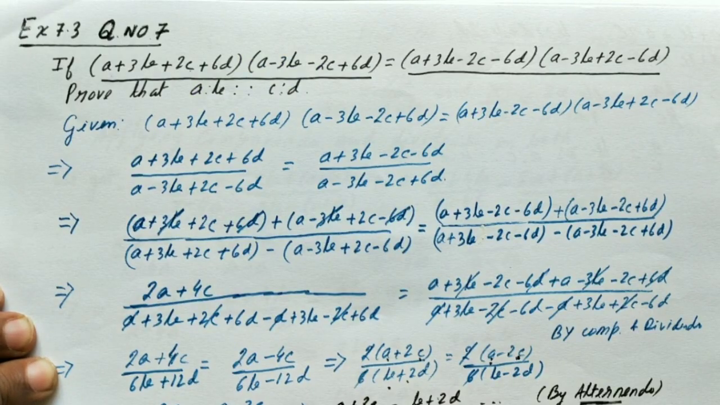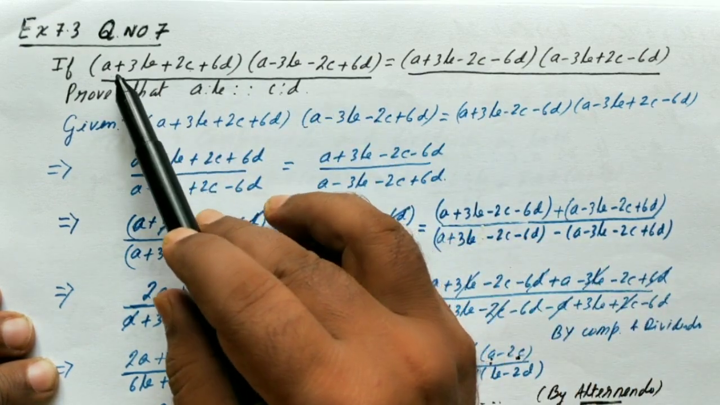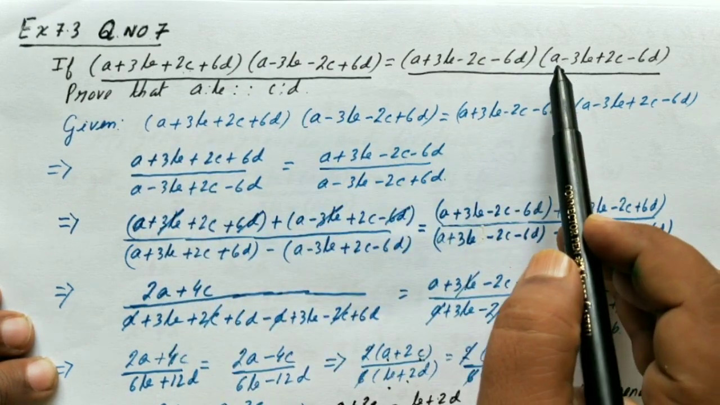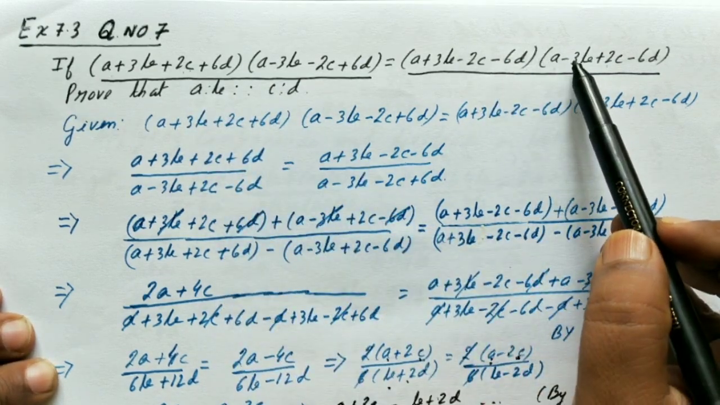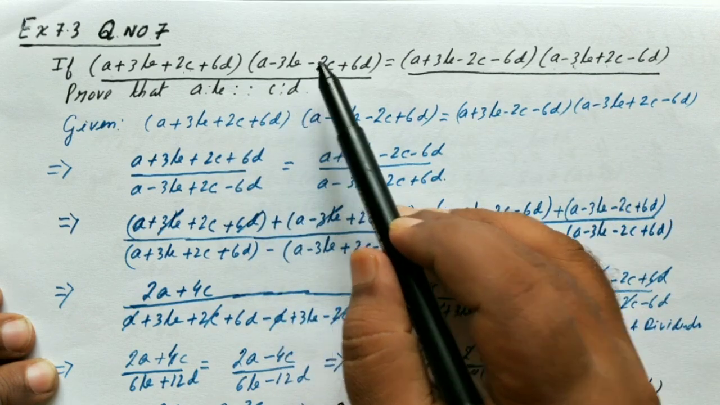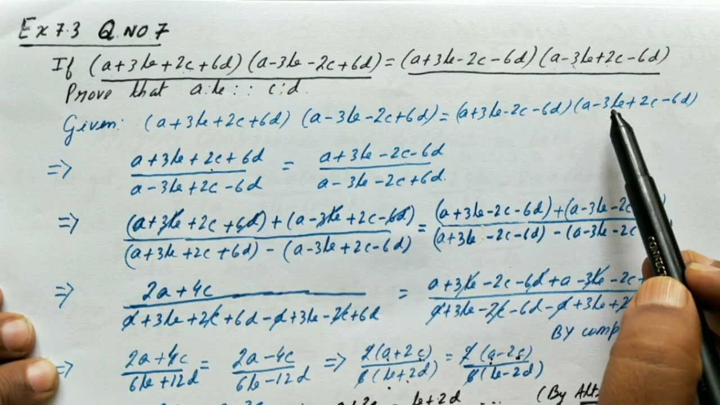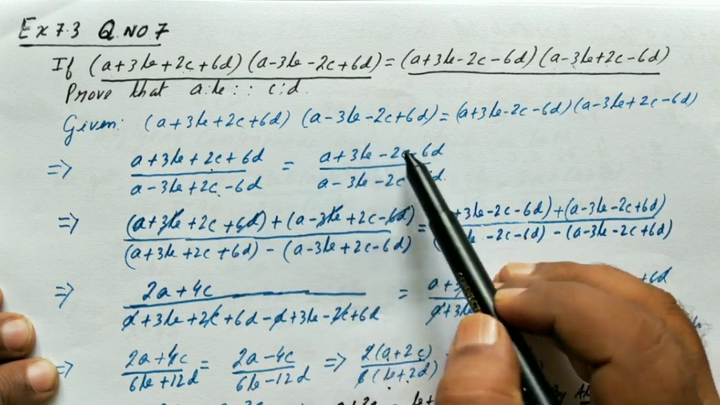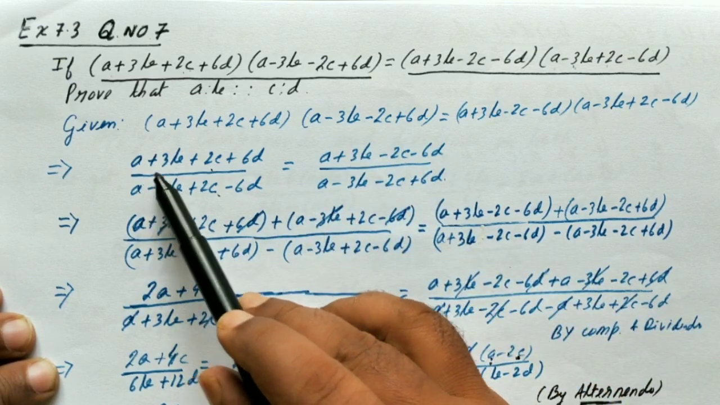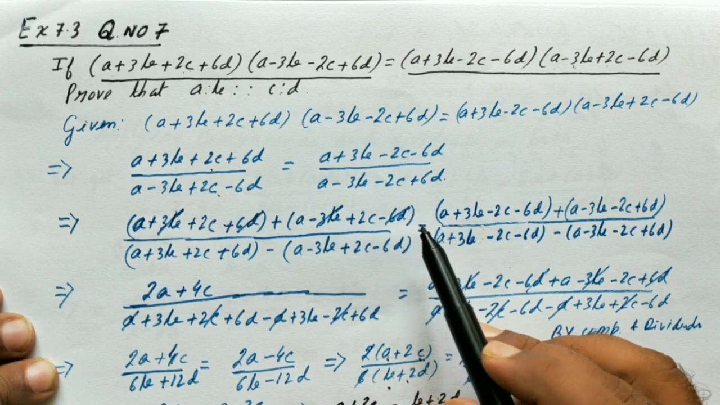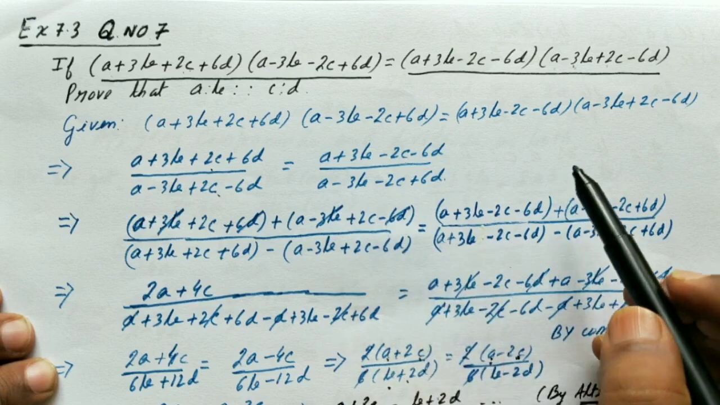This is question number 7. Now this is given. Here A plus 2C and A plus 2C. So what I'm going to do is bring this one to this side and this one to the other side. So A plus this I have copied here, and this I have brought here, and this I put here. Cross multiplication. So now componendo and dividendo. After this I have to apply componendo and dividendo.